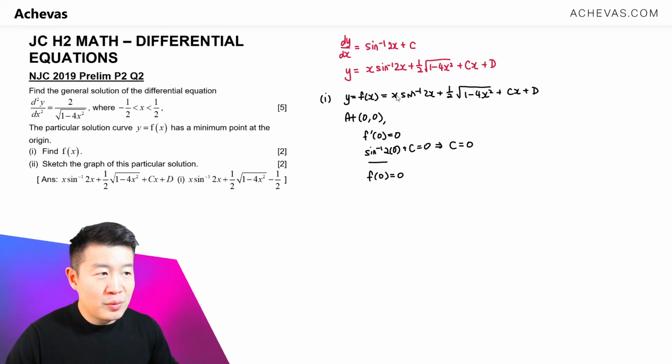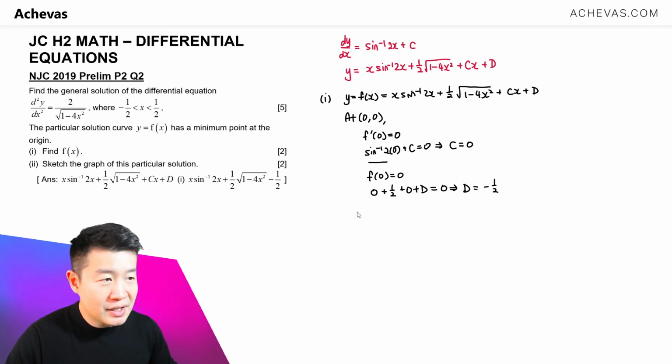So let's replace all the x here by 0. If I replace this x by 0, the entire first term is going to be 0, then plus half. The square root of 1 minus 0 is going to be 1, so it is going to be half. And this is going to be equal to 0, then plus d is equal to 0. This gives us d is equal to minus half.